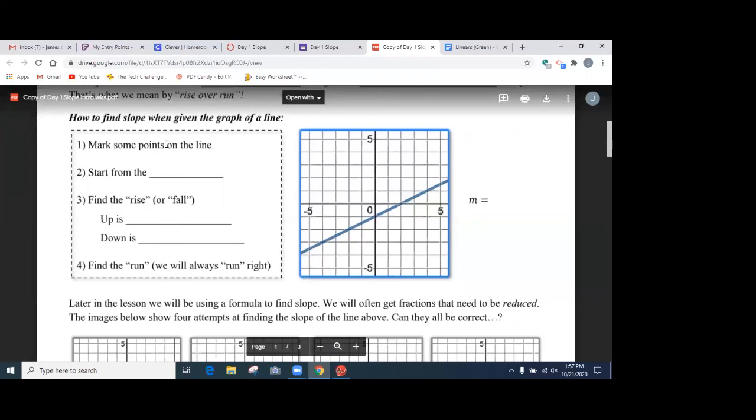This first thing right here says mark some points on the line. Now, why are we talking about marking points on a line? Because we want to make sure you understand we're looking for what's called perfect points. Or if you did this last year, your teachers might have called them pretty points. Okay, but I call them perfect points. What is a perfect point?